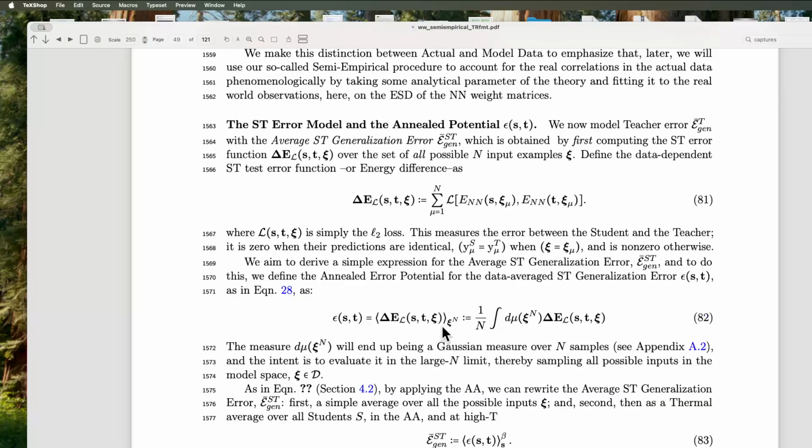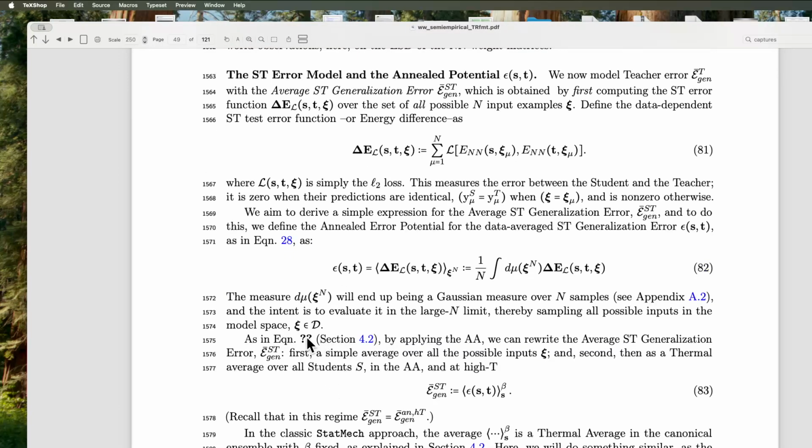So I'm just making a comment to myself. But the idea is that you take an average, right? You're just taking an average. So the measure will end up being a Gaussian measure over n samples. And the intent is to evaluate this in the large n limit, thereby sampling all possible inputs in the space. And by applying the annealed approximation, we can rewrite the average student-teacher generalization error first as a simple average over all possible inputs, and second as a thermal average over the students.